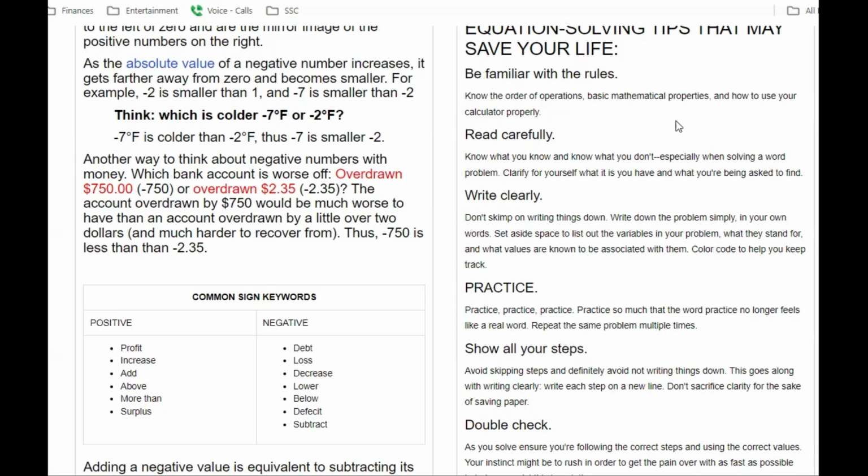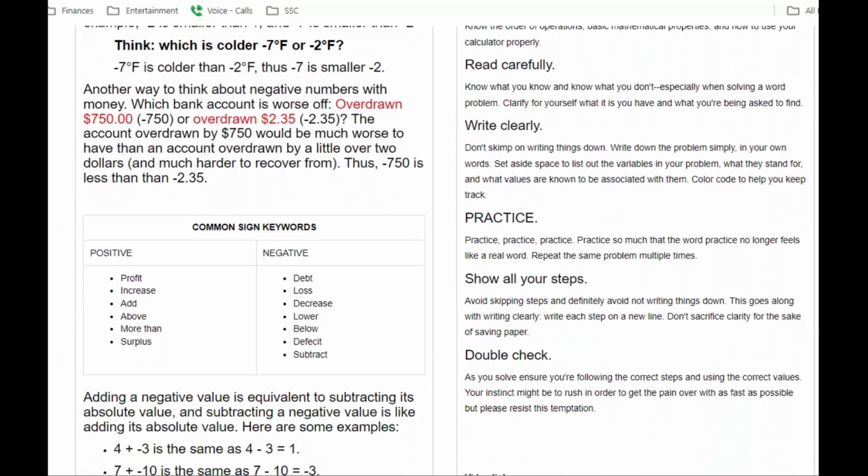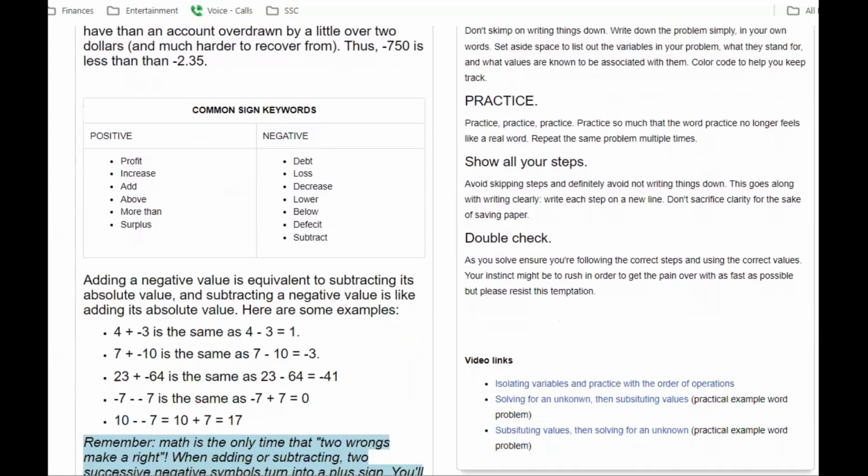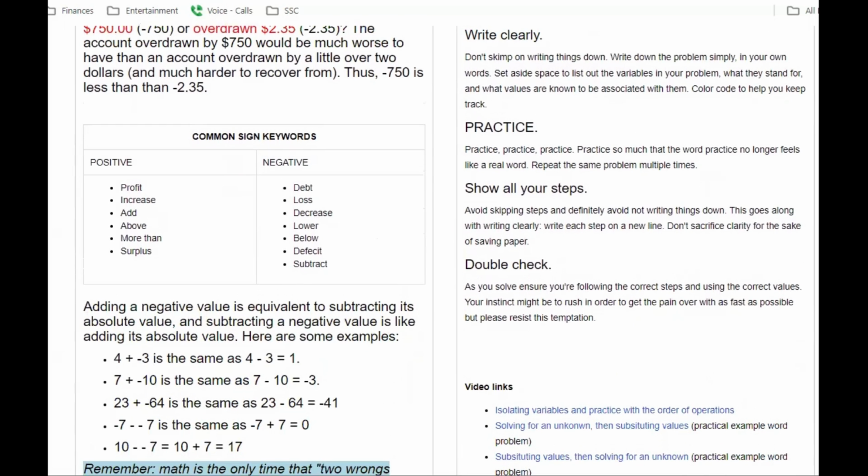The next tip is practice. Practice a lot. Math is its own language, and it does take a lot of practice to get comfortable using the vocabulary, using the correct grammar. It's just like a language, so lots of practice.